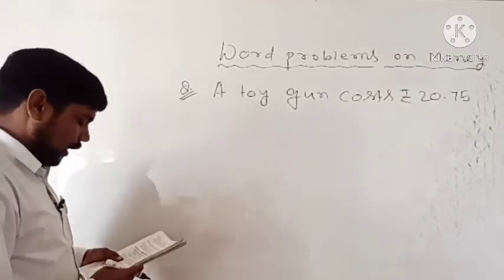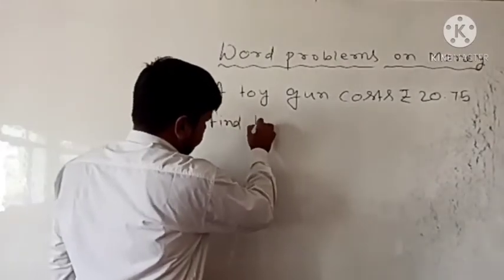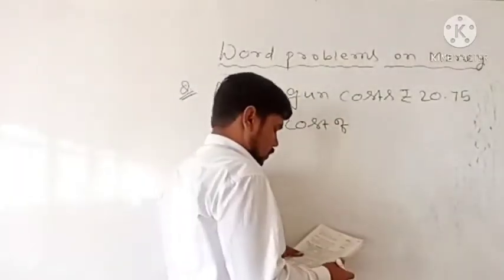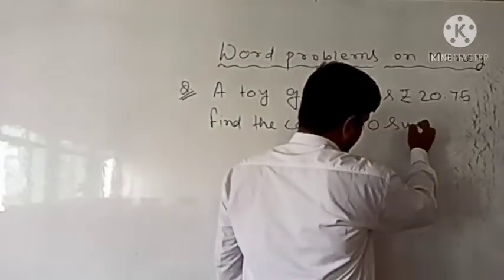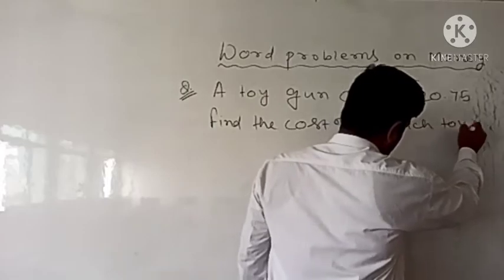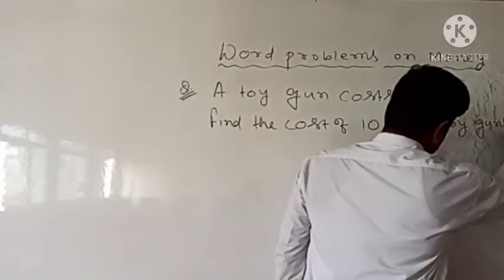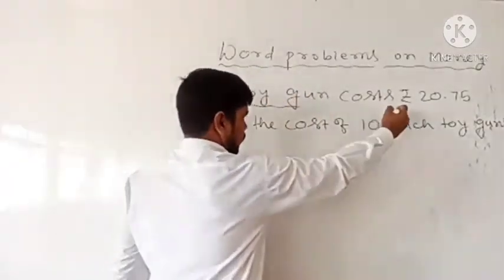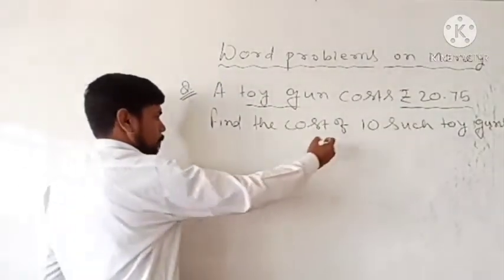So here you have to find the cost of 10 such toy guns. So the price of one toy gun is given as ₹20.75. You have to find the cost of 10.